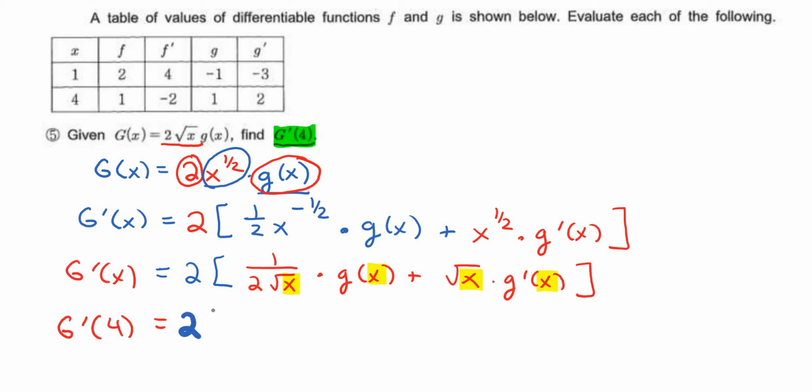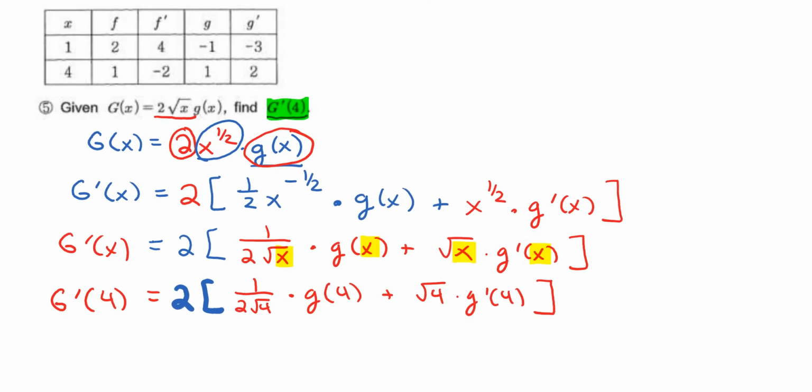So this will be 2 times 1 over 2 times root 4 times g of 4 plus root 4 times g prime of 4. Okay, and then let's go ahead and see if we can evaluate this now. So this is going to be 2 times. All right, so now I have 1 divided by 2 times root 4. If I think about that very slowly, 2 times 2 is going to be 4, so that's going to be 1/4 on the bottom.